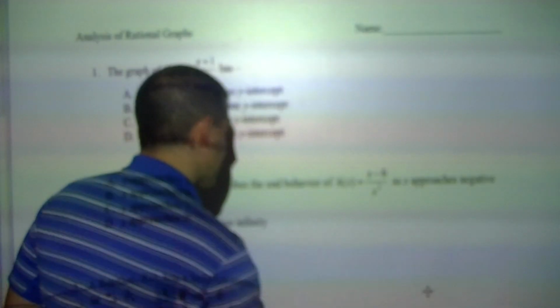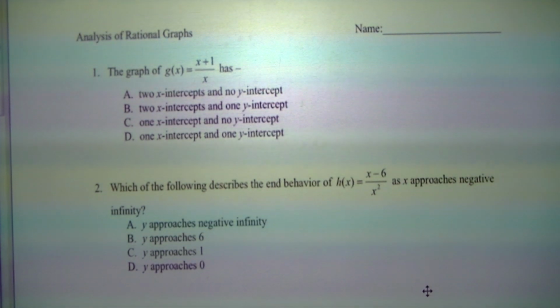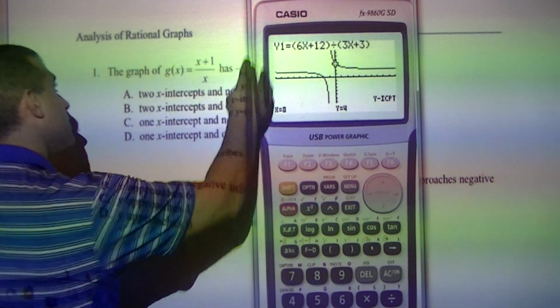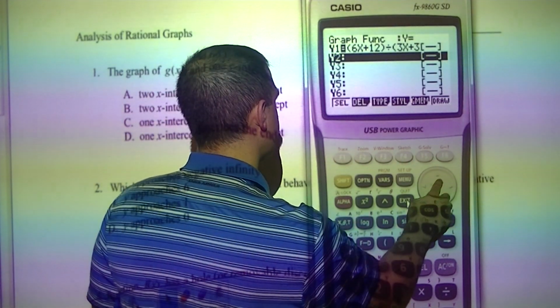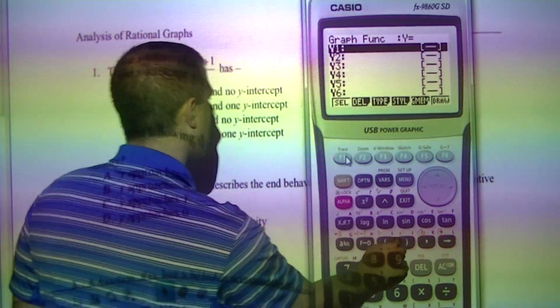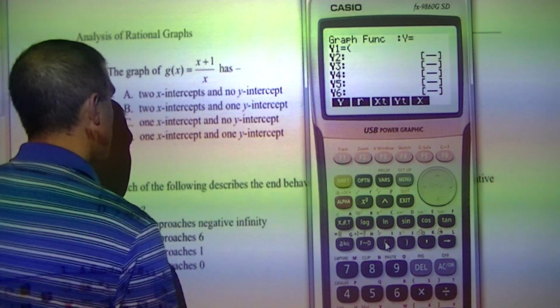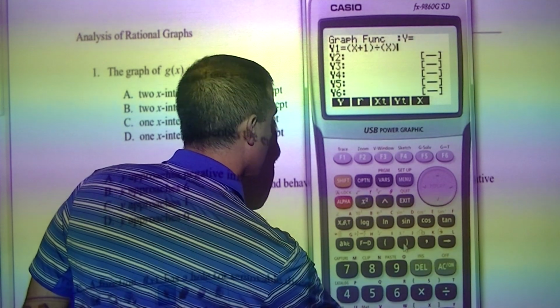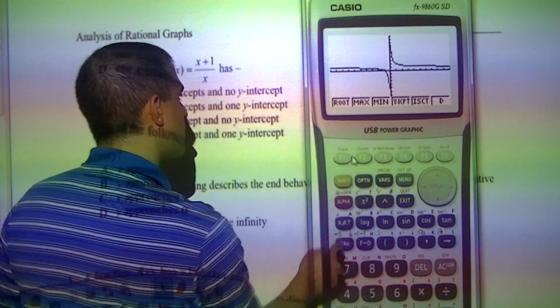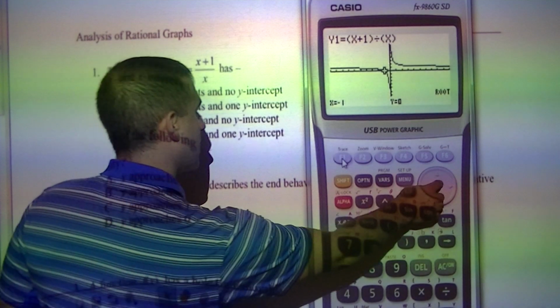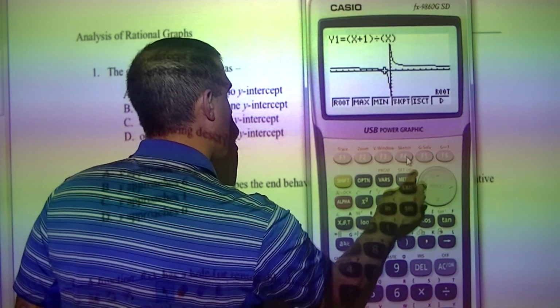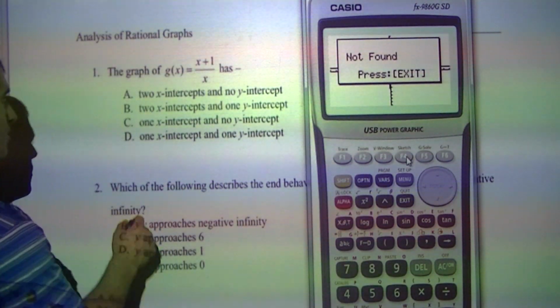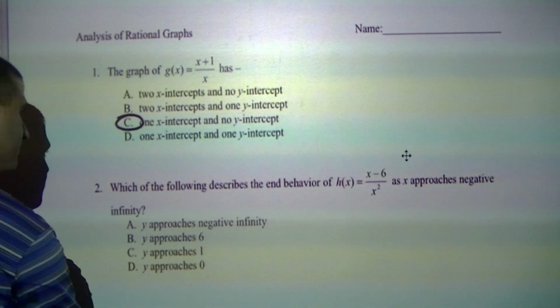Now, I'm going to jump over to the other part of that quiz. Let's see if I can find it here. Okay. Graph has how many x and y intercepts? So pretty simple. We did pretty well with this on the quiz. What we want to do is x plus 1 divided by x. We want to draw it. G solve root: it's got one x-intercept. G solve y-intercept: no y's. So one x-intercept, no y's, that would be C.